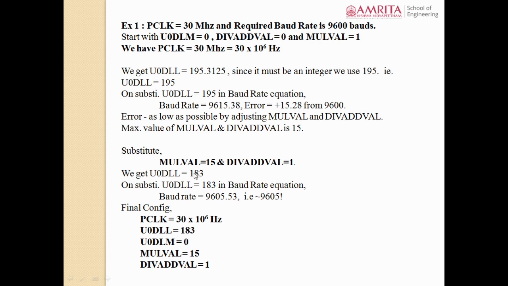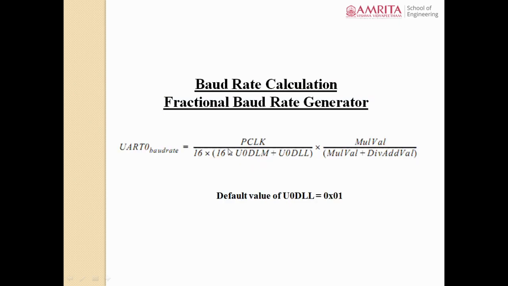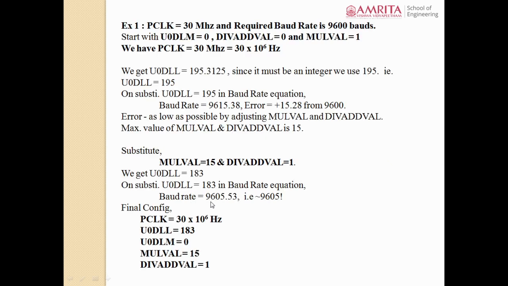Then what you will do? Again you will substitute this back to this equation and calculate the baud rate. When you are substituting U0 DLL as 183, DLM as 0, PCLK as 30 megahertz, mul value as 15, divide value as 1, you will be getting the baud rate as 9605.53. If you are rounding off, 9605. So what is the error now? 5. So you have reduced the error from 15 to 5. How have you reduced it? By changing the mul value and divide value.